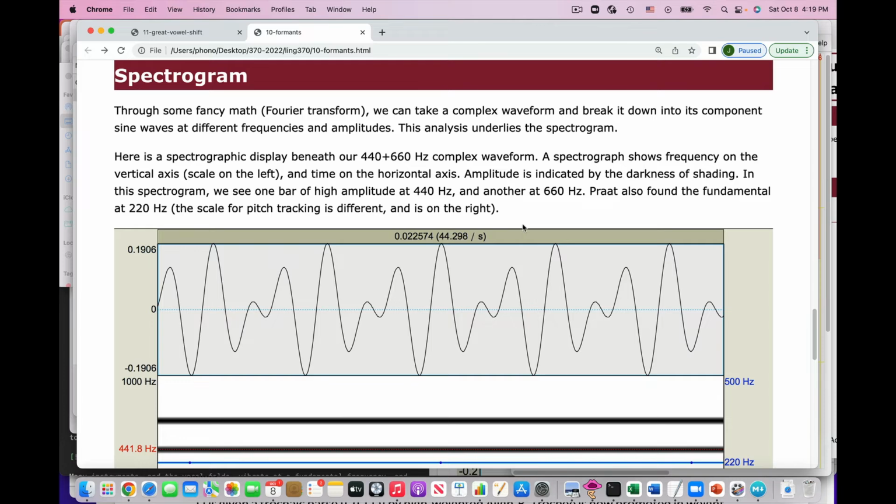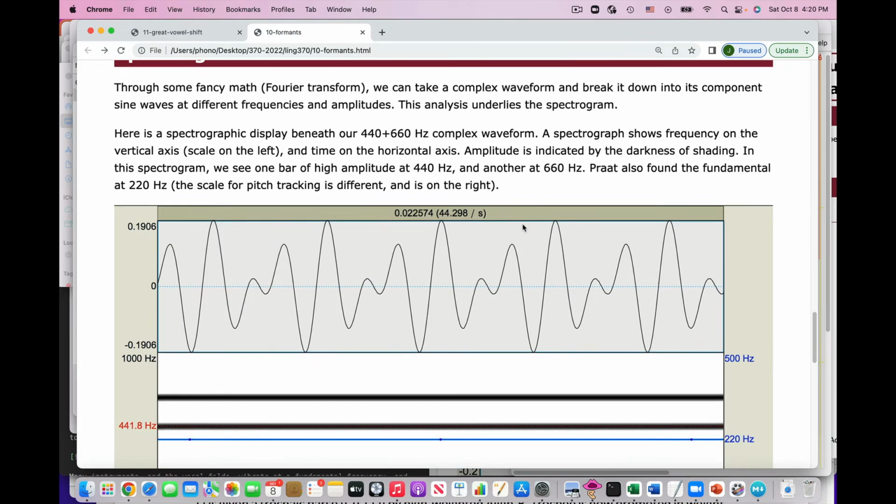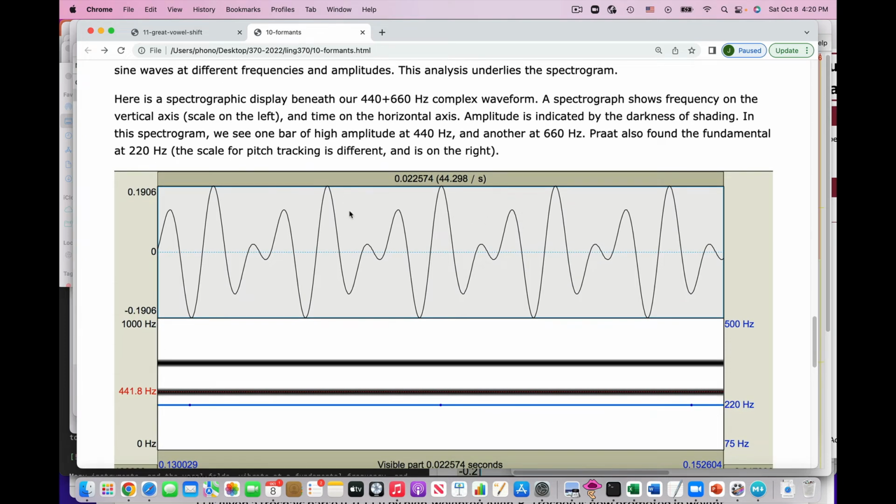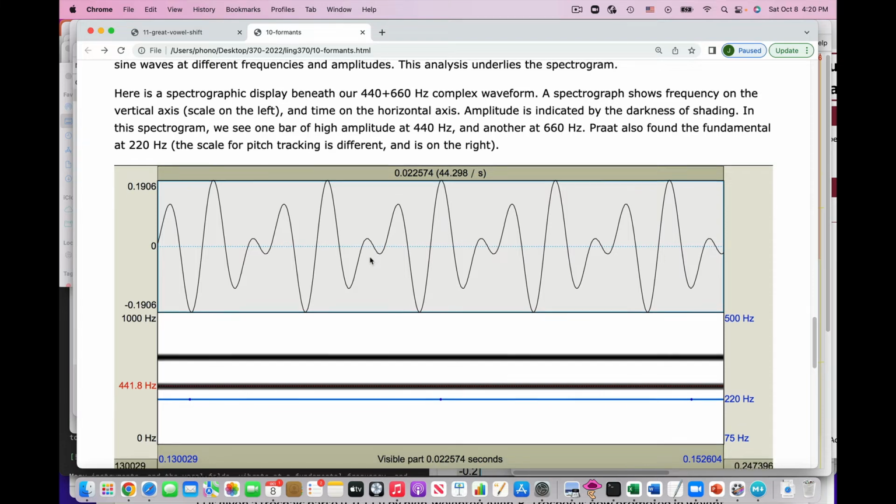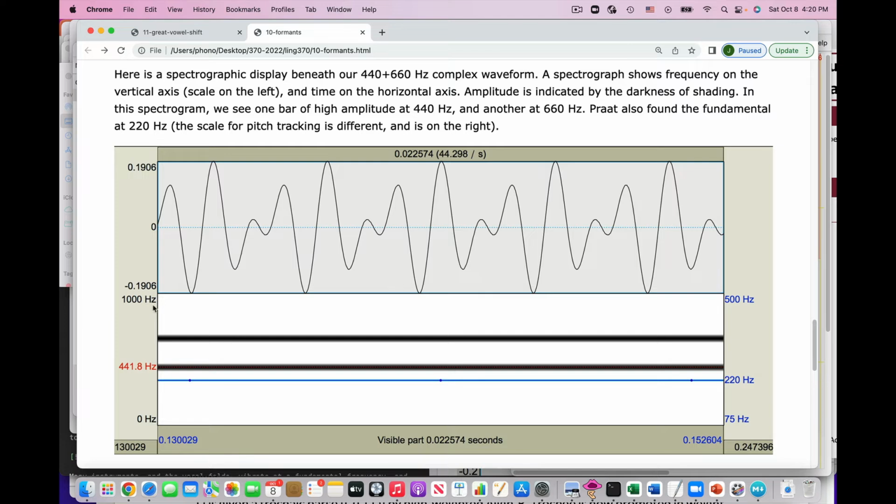To get a sense of that, we can take one of our complex waveforms that we created from the sine waves. This is the 440 and 660 complex waveform. And the spectrogram shows frequency on the vertical axis, right? So this is higher frequency and this is lower frequency. And time in this direction. This is the spectrogram down here, time for the waveform as well. And amplitude now is indicated by darkness of shading.